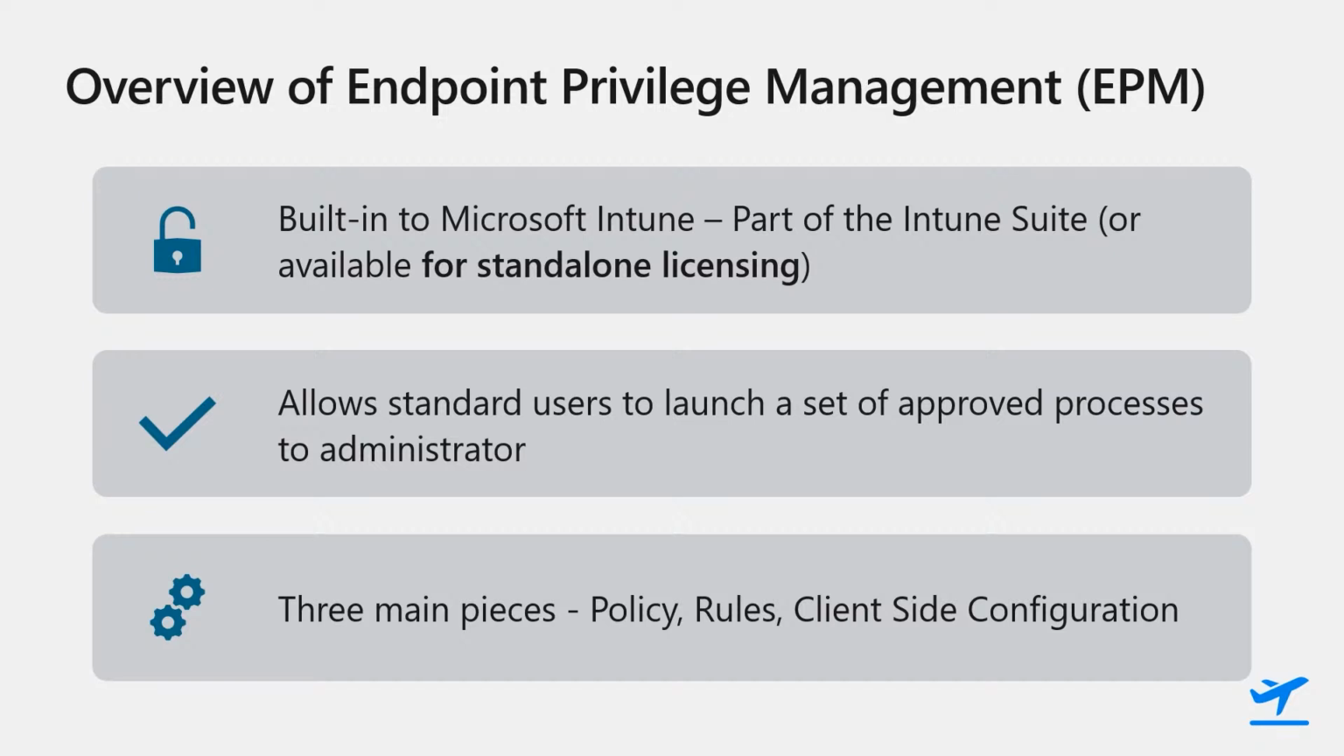And there are three main pieces to EPM, okay? There's the client-side configuration, which says, hey, I want to allow EPM to be turned on. There's the policy for that client-side configuration, which says, hey, I want EPM to behave this way. Things like default user behavior and making sure the auditing data is set up properly so you can see the elevations that are happening in your enterprise. And lastly, there are the rules that allow you to define that small set of apps that are allowed to run as admin, even though the user is a standard user.